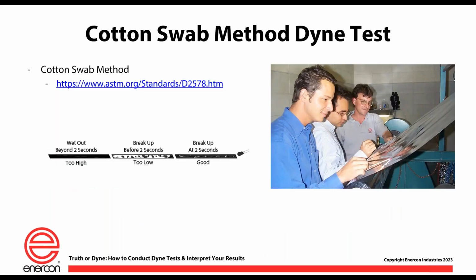So in any case, let's move forward to the next test method, which is the cotton swab method. Now, again, we have a link to this. You can get more information about this going forward. This method is really kind of similar to the Dyne marker method, other than you're just taking a sterile cotton tip swab and applying some solution to it and drawing that solution across the substrate.